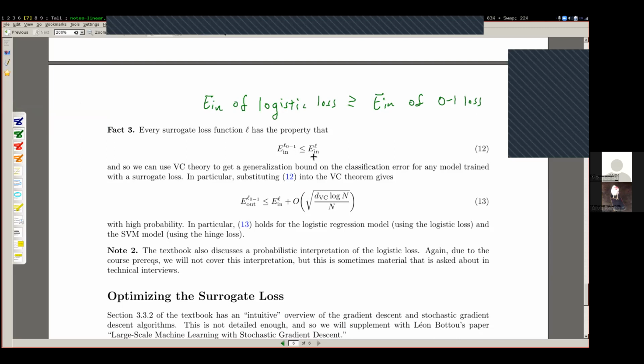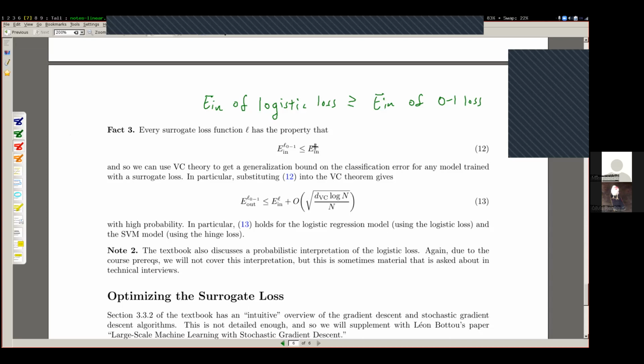And if we are able to make it small for a surrogate loss, then we know that the 0-1 loss is also small. And so if we substitute this formula right here into our VC dimension formula, then we'll have a bound on the 0-1 loss output, the classification error: are we getting the right answer or not? And that bound depends on something that we can compute, the in-sample error of our surrogate loss, plus this VC dimension factor. So that's why we care about surrogacy: we get good statistical properties for surrogate loss functions.